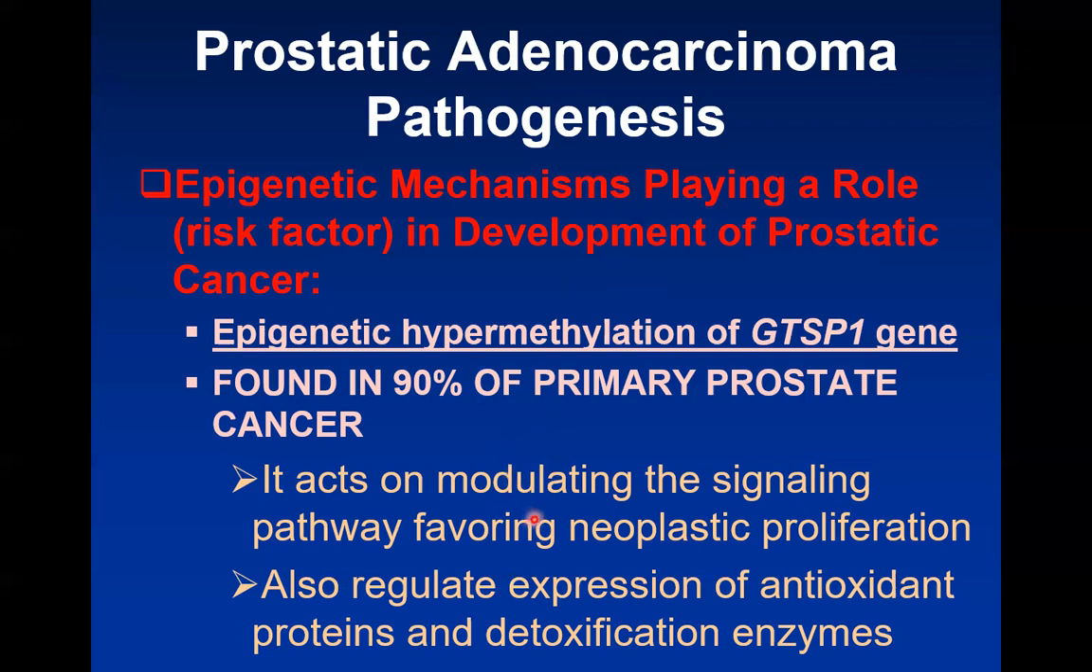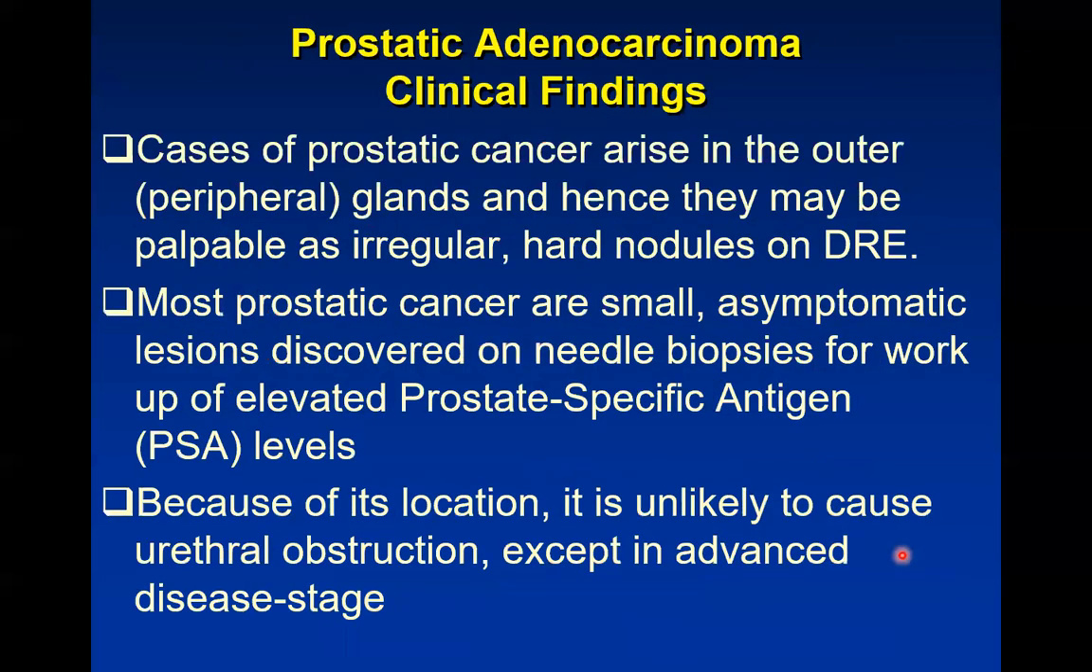This is one. Two, it will also knock down. So the same up-regulated GSTP1 gene is going to favor neoplastic proliferation, but at the same time, it's going to knock down the formation and the production of the antioxidant proteins and the detoxification enzymes. All right, two opposite actions on two opposite pathways.